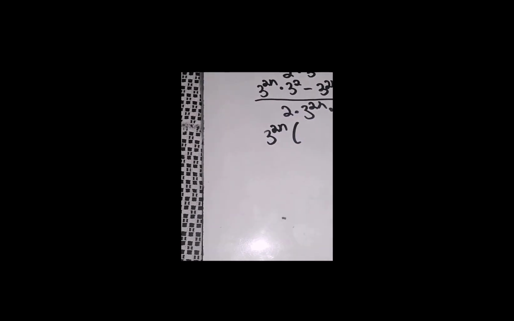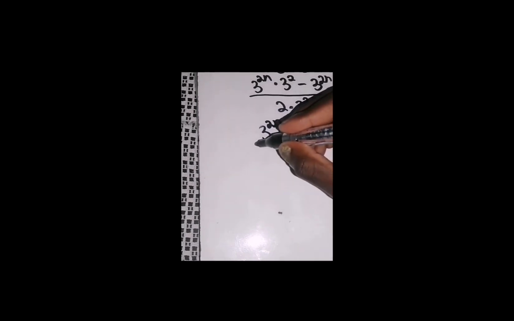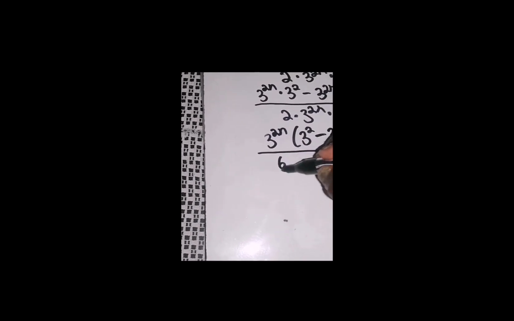Then you open a bracket and write everything else that wasn't written outside, which is 3 to the exponent of 2 minus 3 to the exponent of negative 2. This is over 2 multiplied by 3 is 6, so it's 6 multiplied by 3 to the exponent of 2n.